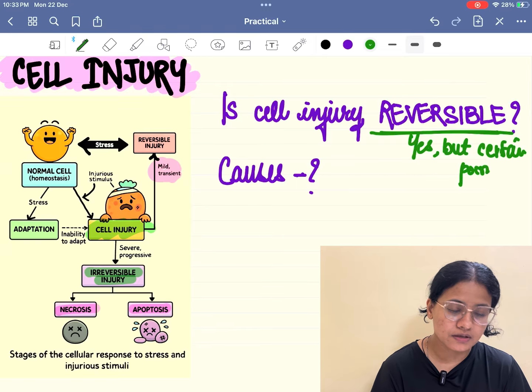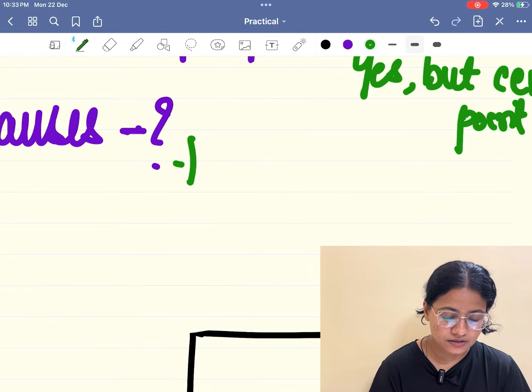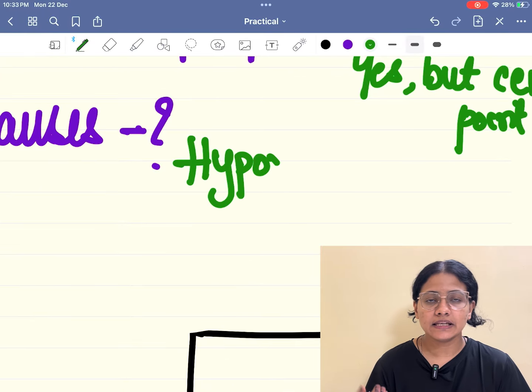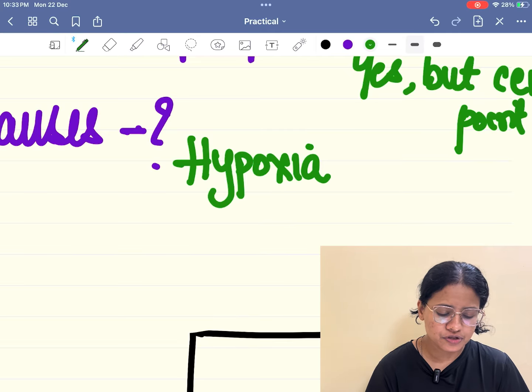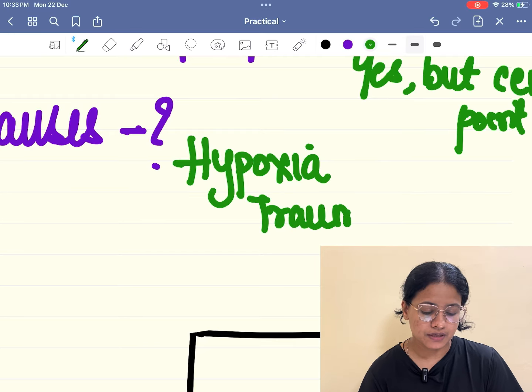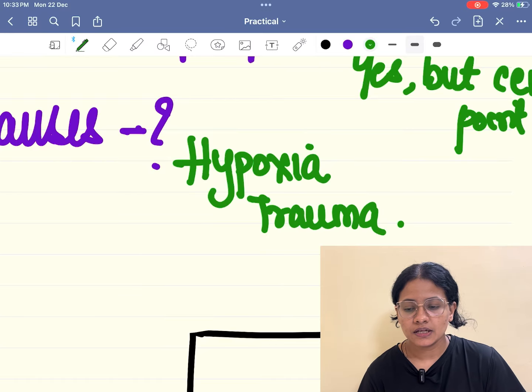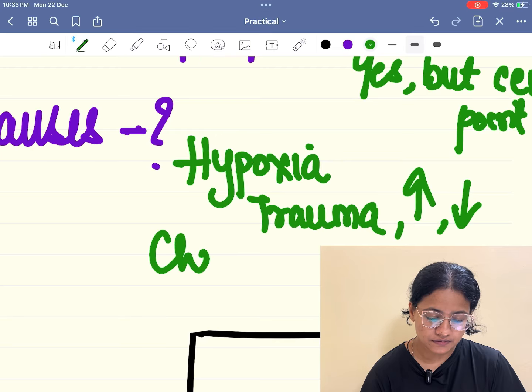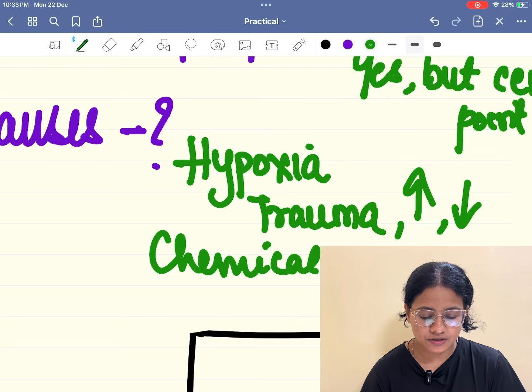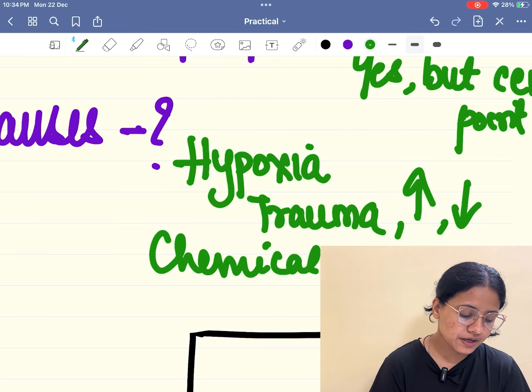Okay. So what are the common causes of cell injury? The first common cause is hypoxia, decreased oxygen supply to the tissues. Then a cell can undergo trauma. Okay, and trauma can be in form of injury or other temperature changes. So there can be increased temperature or decreased cold temperature and anything, chemicals such as poison, carbon monoxide, arsenic and others. Then you can have infection.